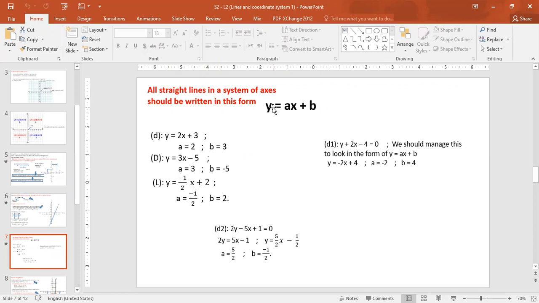Yes, Miss, they do. They look the same. Here I have negative, here I have positive. We said that b can be also negative, so they are the same. y equal 3x minus 5 is the same as y equal ax plus b. They are written in the same way. y equal ax plus b, with 3x and minus 5. So now I want to ask Jad.